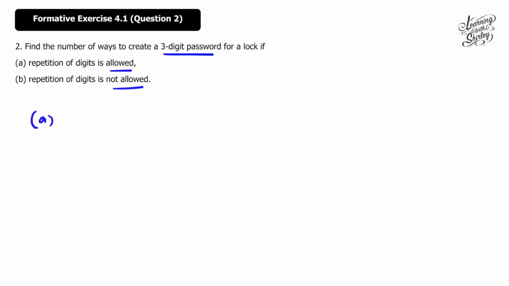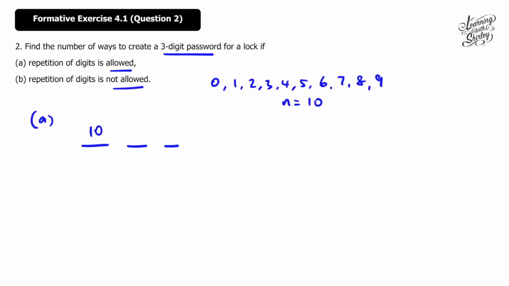Okay, 3-digit password, which means that I'm going to draw 3 lines here. If you can repeat the digits, first you have to think what are the digits that can be used. So we have 0, 1, 2, 3, 4, 5, 6, 7, 8, and 9. So here we have 10 digits, which means that for the first place we have 10 ways. It's from 0 to 9.